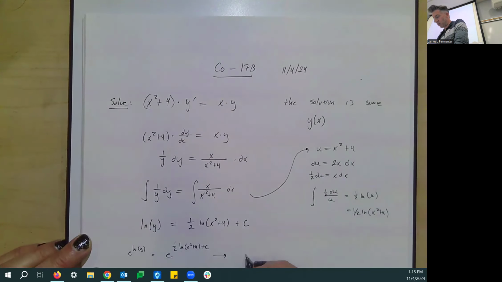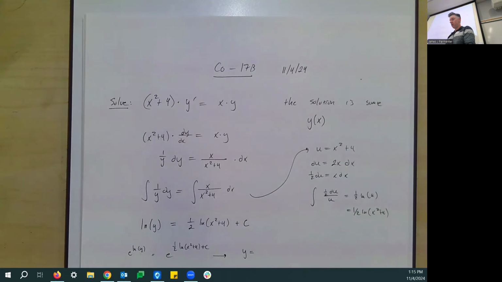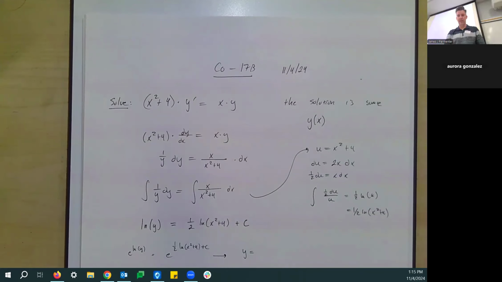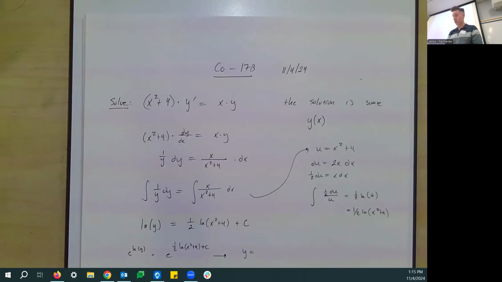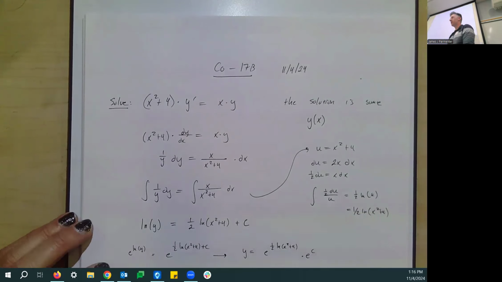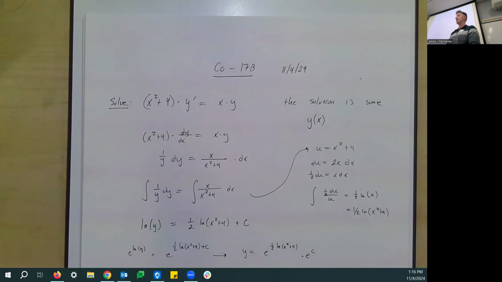So we're going to get y equal to, okay, a couple things we should do here. Technically, this is a fine answer, but it doesn't look great. So there's two simplifications we can and should make. One of them is breaking it up as e to the 1/2 natural log of x squared plus 4 times e to the c. And then I'm always a fan of calling e to the c a new constant. I typically choose the letter A.